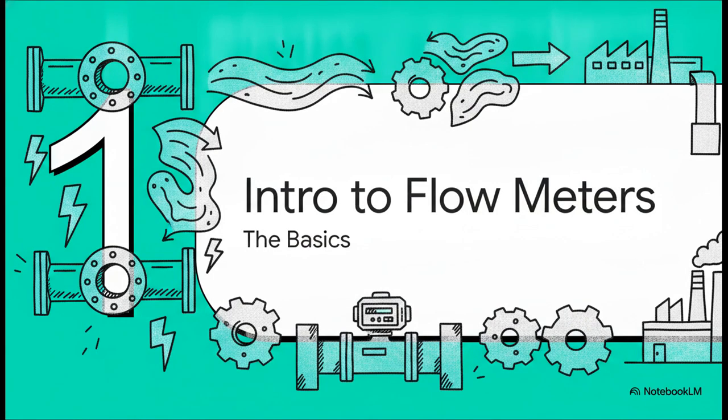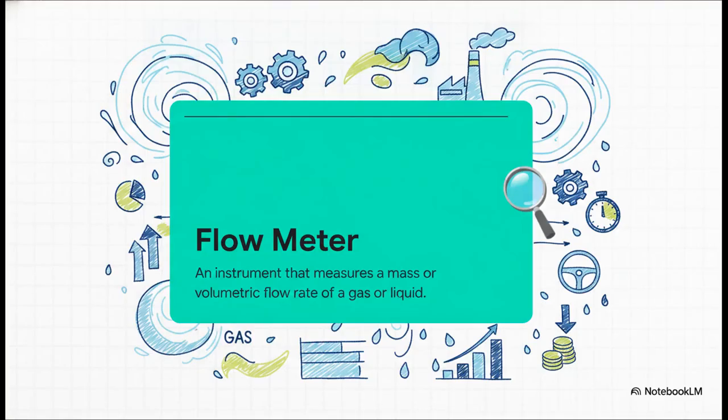Okay, Part 1, Introduction to Flow Meters. So what are we actually dealing with here? At its core, a flow meter's purpose is simply to measure the flow of a fluid, whether that's a gas or a liquid, between 2 points in a process. Now, you might be wondering, why does that even matter? Why is there an entire massive global industry dedicated just to this?